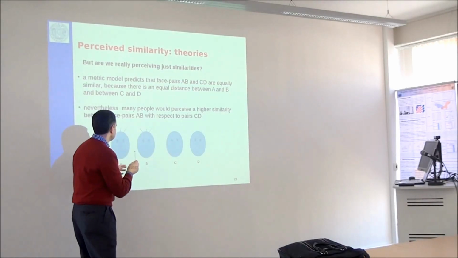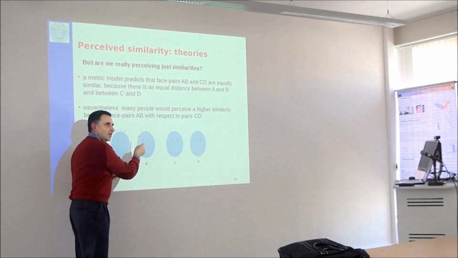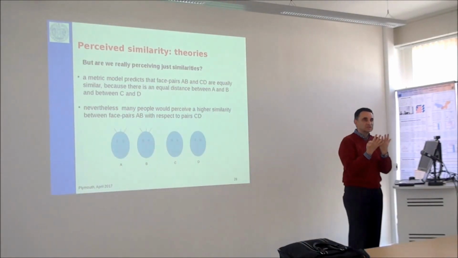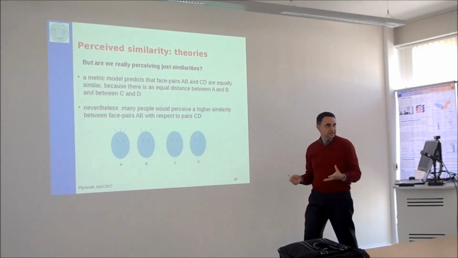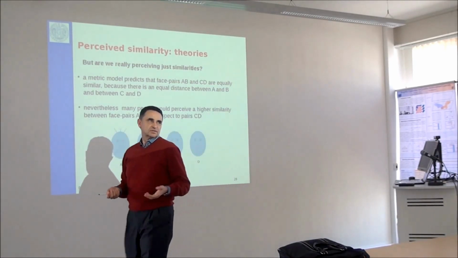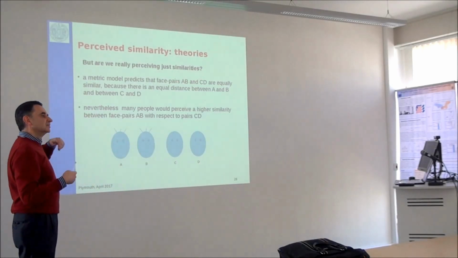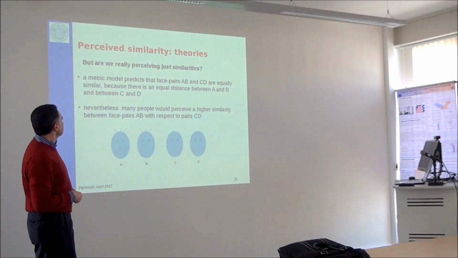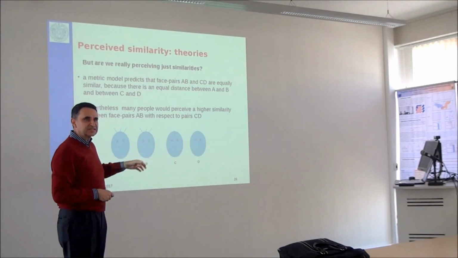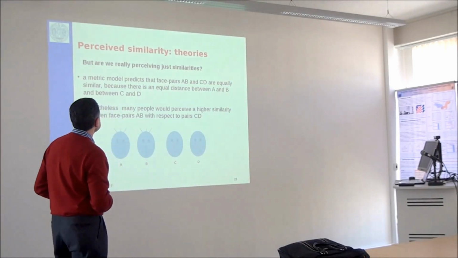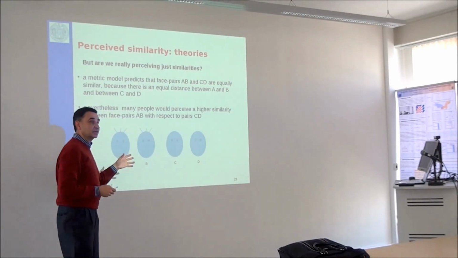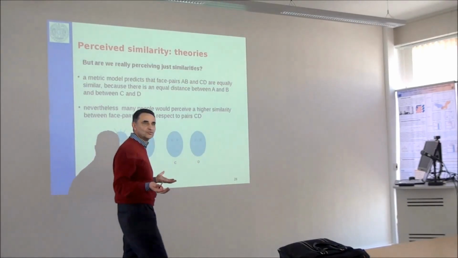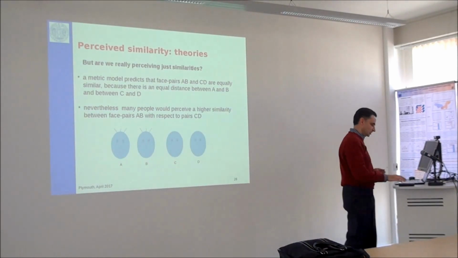Because what matters is that we have these three, and the same is equal, right? And if you go by subtraction, you have the same result. But if you ask many persons, they say, well, this is a bit more similar, right? So this is obviously a problem, because this means that we are not just perceiving similarities. That's the proof. We are not just perceiving similarities.